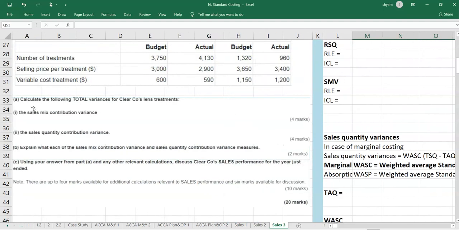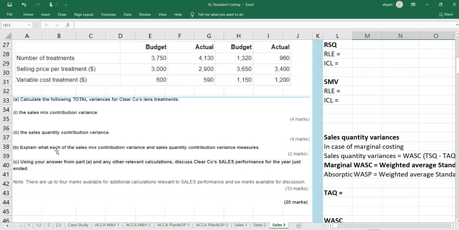For visibility, I'll just zoom in. They're asking: calculate the total variance for clear course lens treatments. First they are asking for the sales mix contribution variance, and the other one is the sales quantity contribution variance. So it's SMV and SQV. Then they ask you to explain what each of the sales mix contribution variance and the sales quantity contribution variance measures. This is just a straightforward meaning of it.